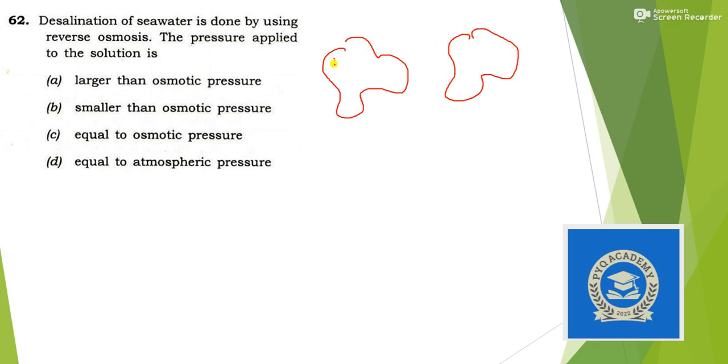What happens in osmosis? Suppose this is a solution and these are solute particles. Here the concentration is greater than this side. So what will happen in osmosis? In case of osmosis, the water from this side will come to this side to maintain the balance. The pressure due to which the water is moving is known as osmotic pressure. And this is known as the osmosis process.